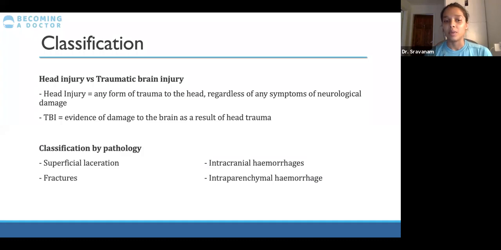The second way is by pathology. Someone said already superficial and deep. Think about all the structures that you would go through from the outside to the inside. You could have a superficial laceration, which could be a skin or soft tissue level laceration. It could be a fracture of the bone. It could be an intracranial hemorrhage that's not within the parenchyma of the brain. And then there's the intraparenchymal hemorrhage, which is within the matter of the brain itself. So that's the second type of classification that you could use.